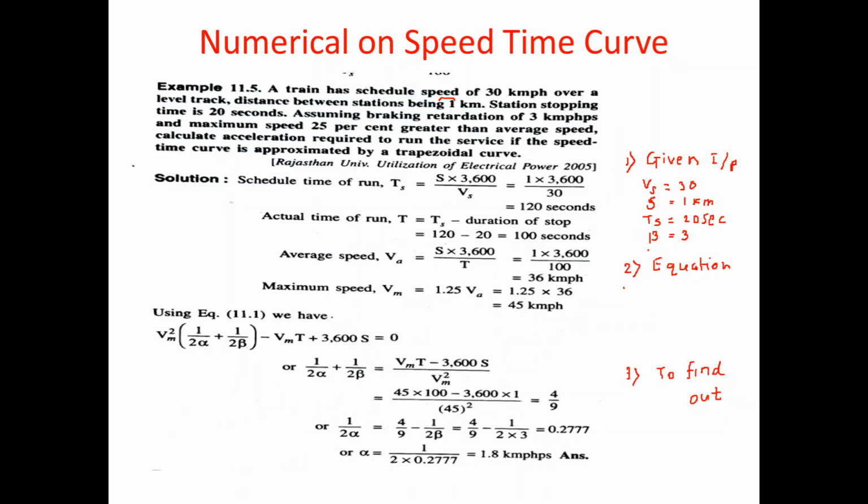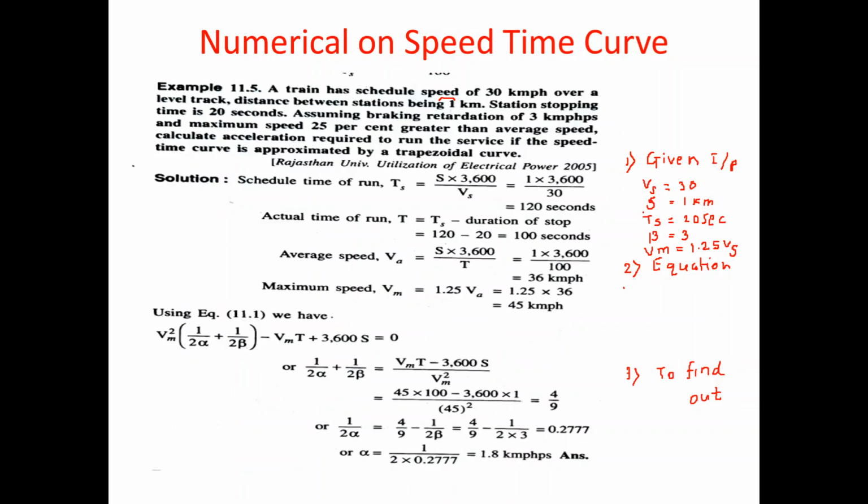Maximum speed, which we call Vm, is 25% greater than the average speed. Average speed we have taken as Vs. So Vm is equal to 1.25 times Vs, 25% greater, so we write 1.25.